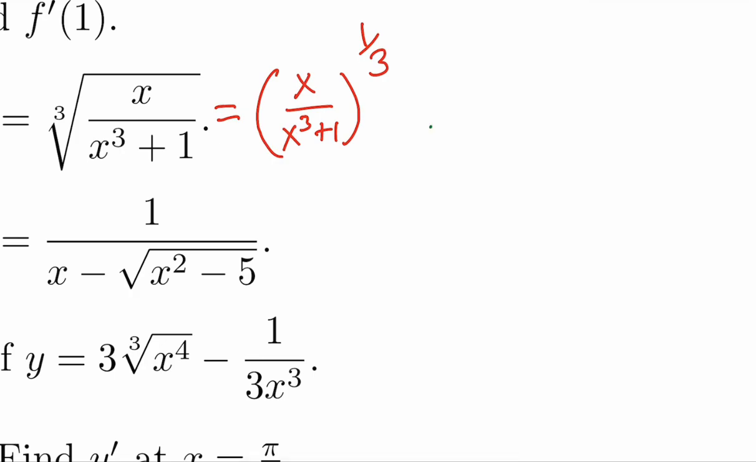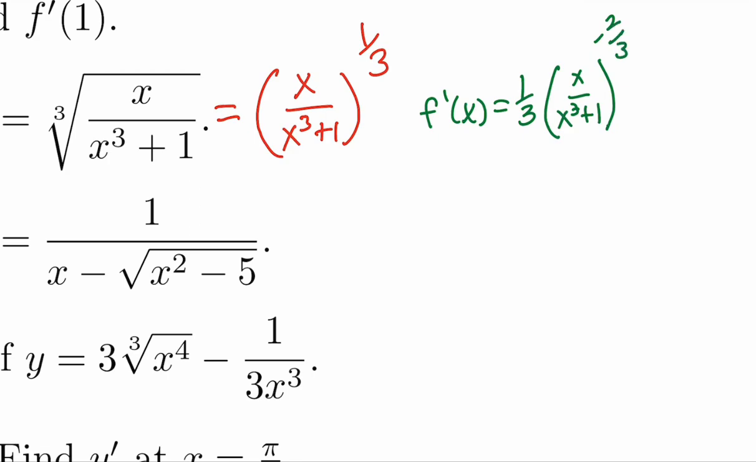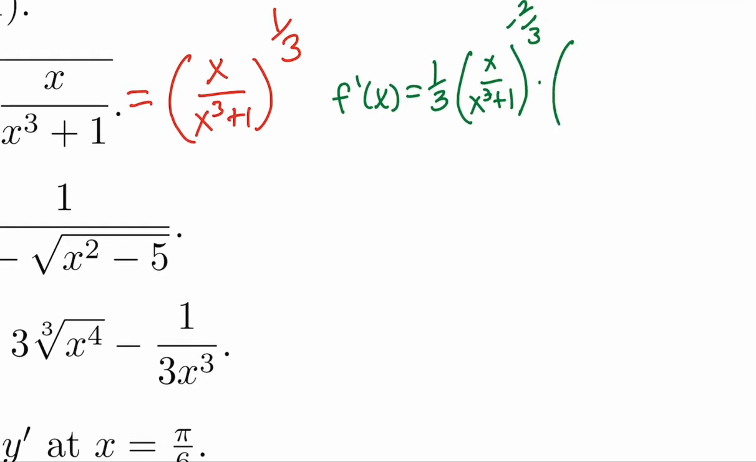Okay. So the derivative, we're going to drop the 1/3 in front. The stuff is going to stay there. The stuff stays there. The power goes down by 1. We're going to do the derivative of the stuff, which happens to be a quotient. So it is the bottom in parentheses times the derivative of the top minus the top times the derivative of the bottom, all over the bottom squared.